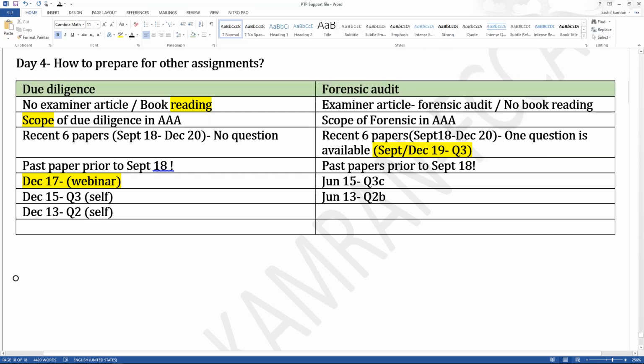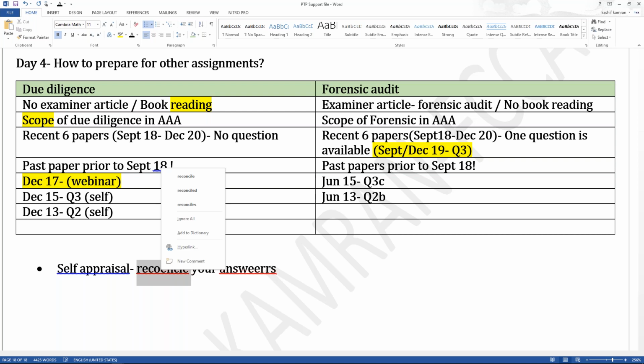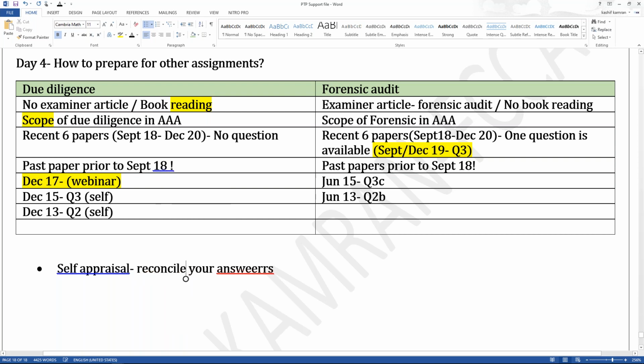Okay, now how to prepare? Once you do the past papers, you do the self appraisal, right? You need to do that. I hope I don't need to repeat that. I've been repeating that every day now, that you need to do a self appraisal and you need to reconcile your answers. Yes, there has been no change in these areas since long, right?